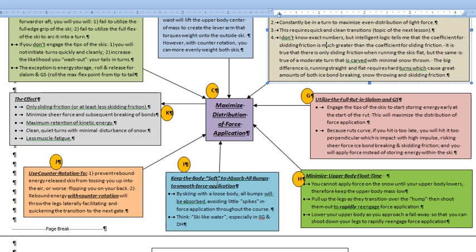Keep the upper body soft to absorb all bumps, to smooth force application. By skiing with a loose body, all bumps will be absorbed, avoiding little spikes in force application throughout the course. I used to think this: ski like water, especially in Super G and downhill. Keep your body fluid. Use counter rotation to prevent rebound energy release from skis, tossing you into the air.